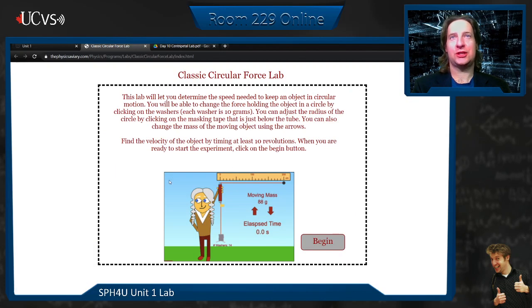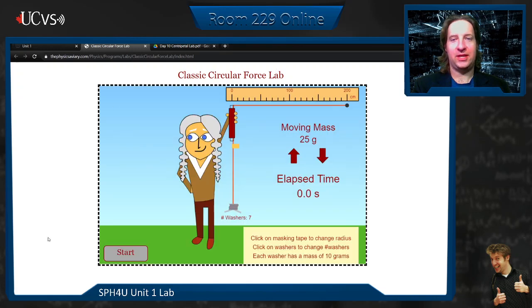So the simulation looks like this. Okay, and you click on begin, and it'll bring you to our simulation. And we have 3 variables that we can control in this lab. So we can control the mass that we're spinning around with these up and down buttons. So right now it's at 25, and I can go all the way up to 250. So there's a whole bunch of different masses that we can choose. You're only going to be responsible for 3. Okay, so we can change the masses.